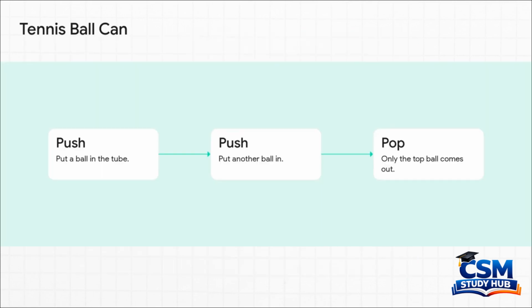I absolutely love the tennis ball can analogy from AI and ML Insights. Imagine dropping 3 tennis balls into a tight cylindrical tube. You physically cannot reach the bottom ball without pulling out the ones on top first, right? Visualizing this turns abstract code into a physical reality. When you call the push function, you're just dropping a ball into the tube. When you call pop, you're taking the top one off. It's as simple as that.